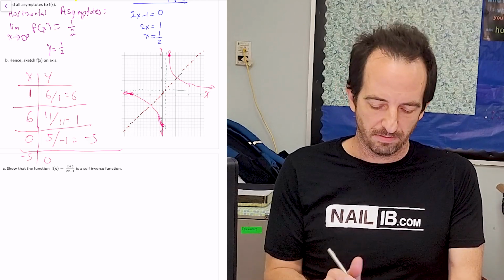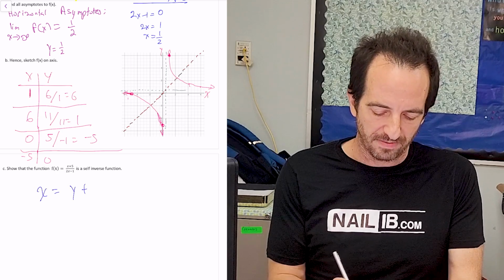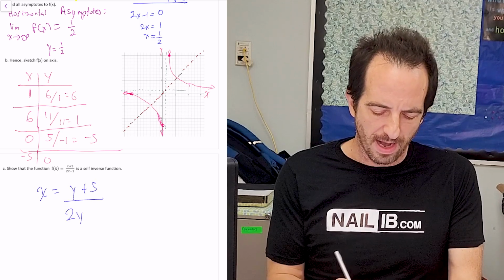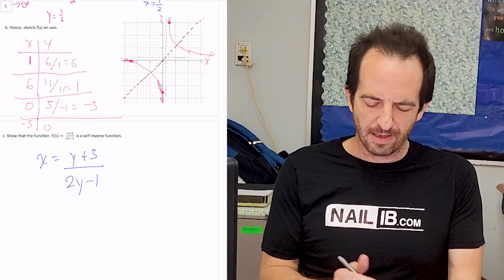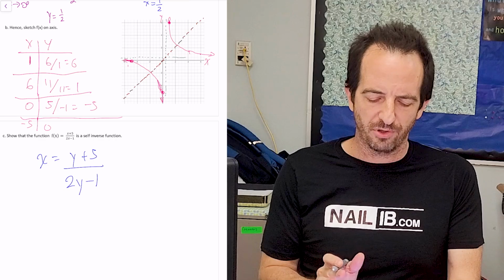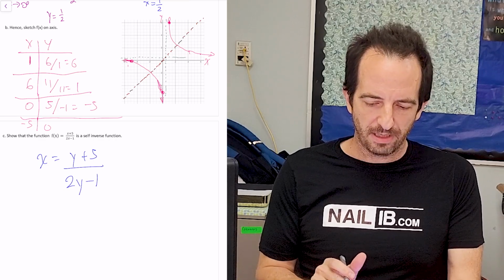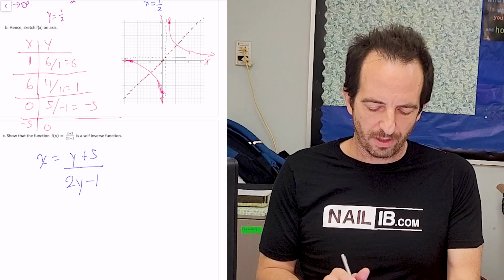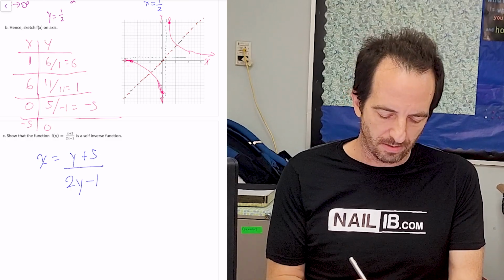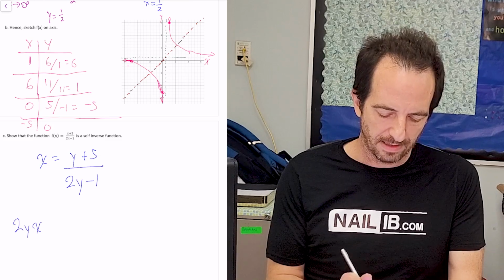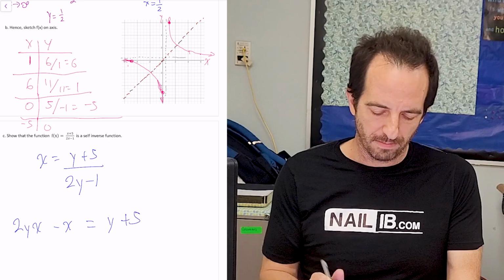We switch the variables. So in this case, it's going to become x is equal to y plus 5 over 2y minus 1. And then we want to solve for y. That would usually give you the first mark, if you show them that you know what you're doing, by showing them that you know to switch the variables. And now let's go and solve for y. So the math will be, I'll multiply both sides by 2y minus 1. That will give me 2yx minus x is equal to y plus 5.